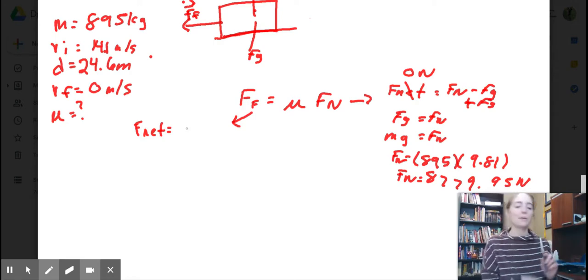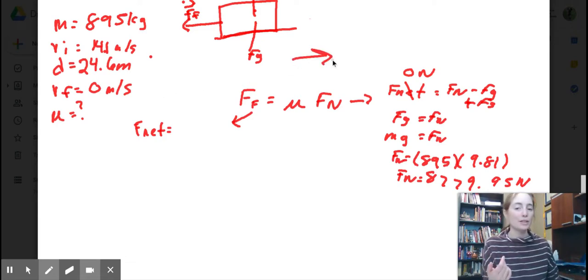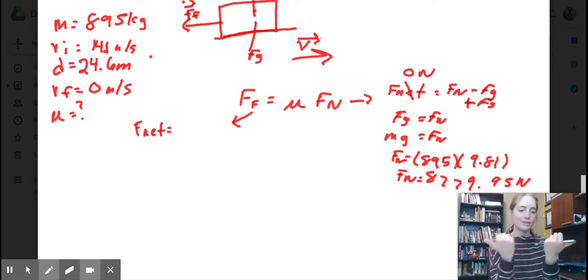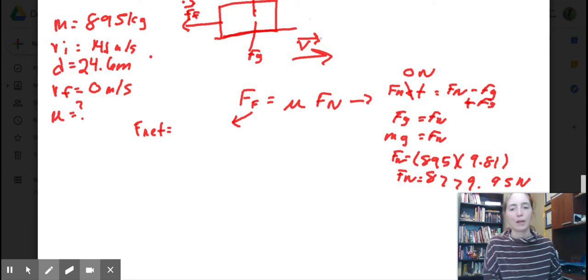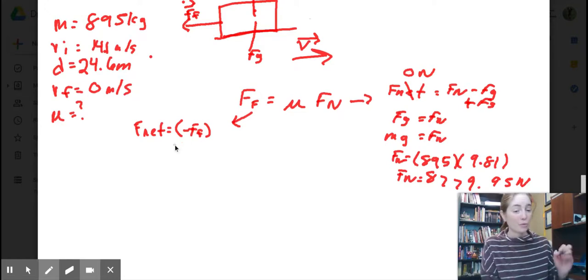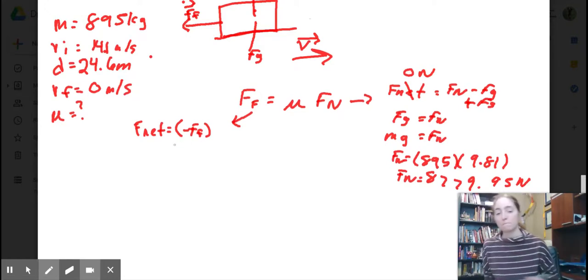But because we're going to be dealing with our deceleration and our motion is going to be going this way, that's where your speed's going this way. Because your speed's going that way and acceleration's going this way, our force of friction is going to be a negative value. Okay, and we want that to be negative, right?